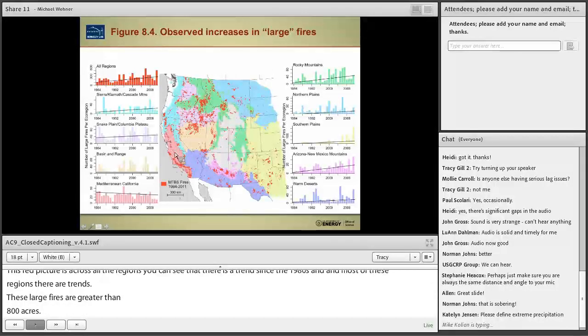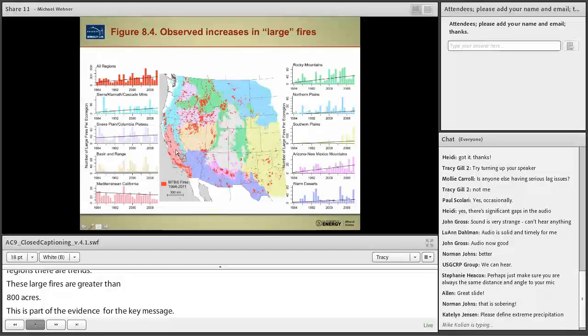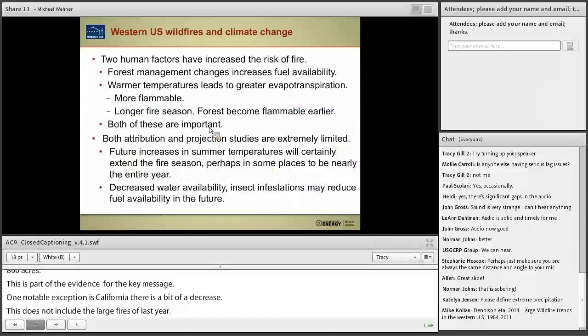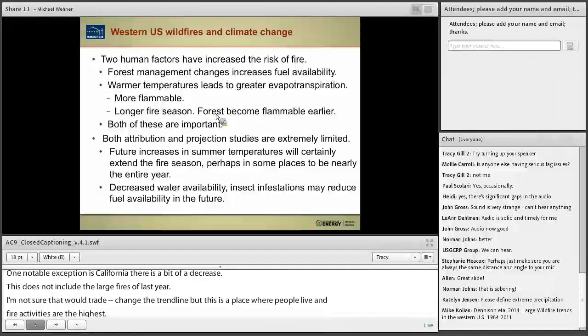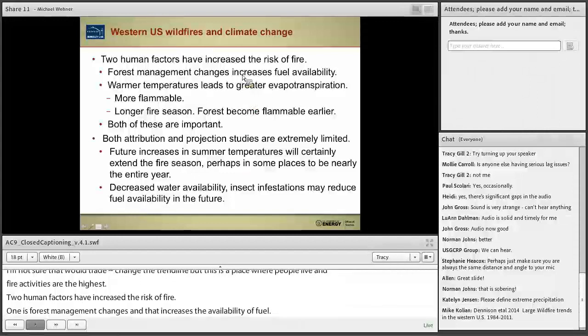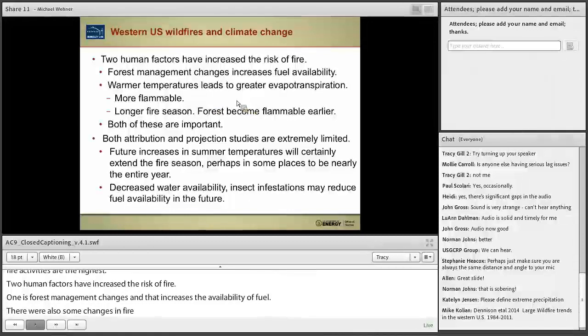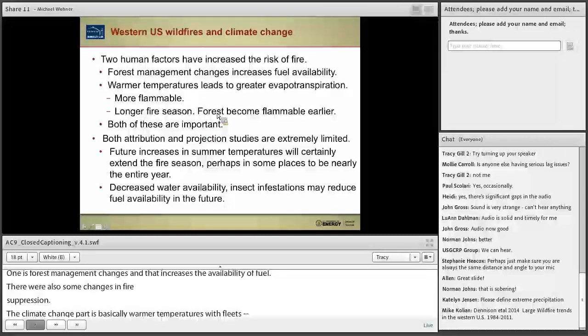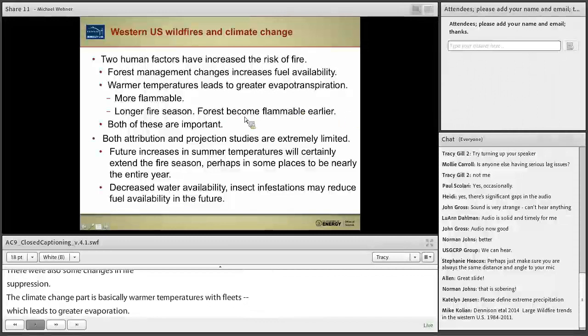One notable exception is California, where there's a bit of a decrease. Now, this doesn't include the large fires of last year. I'm not sure that would change the trend line. But I would note this is the area where people live, and fire prevention activities are the highest. Some comments about it: two human factors have increased the risk of fire. One is forest management changes, which is not climate change, and that increases the availability of fuel, or it has. There are also some changes in fire suppression management that are relevant. But the climate change part is basically warmer temperatures, which lead to drier conditions and greater evapotranspiration. That tends to make forests and other ecosystems more flammable because they're dried out earlier, so that the fire season can be longer. And I think both of these effects, both the management changes and the climate change, are important factors.